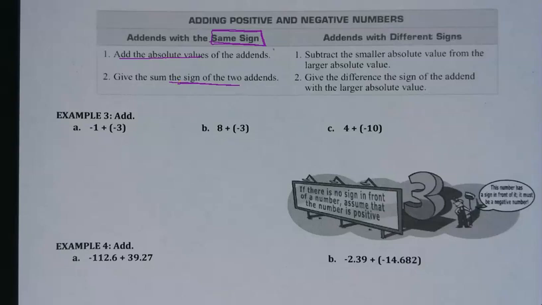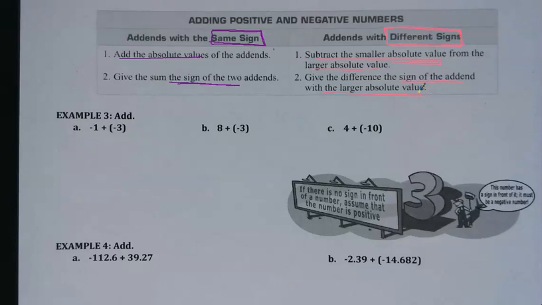Now, when we have different signs, again you might want to highlight that and put a box around it. You subtract the smaller absolute value from the larger absolute value. You're finding the difference between the two. And you give the difference the sign of the addend with the larger absolute value. That's another way to think about it.